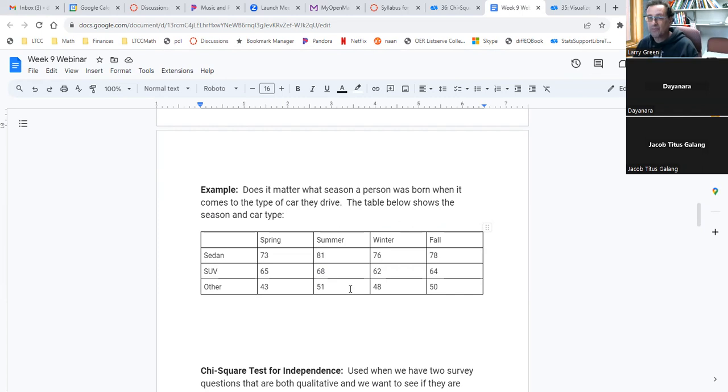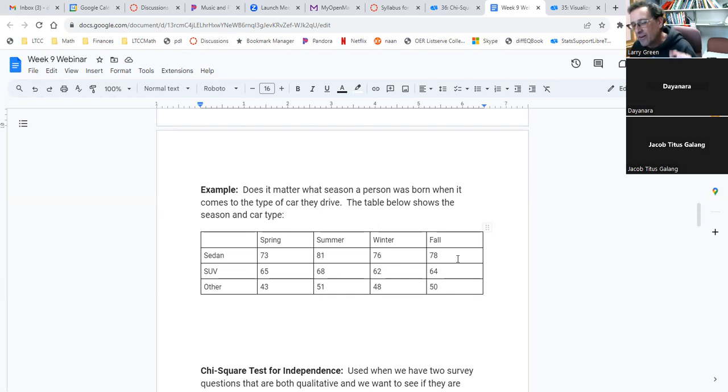Does that make sense? What we might be interested in is people who were born in the winter. Do you think they're more likely to drive a sedan, for example? Maybe an SUV, or maybe they're more likely to drive other, or maybe it doesn't matter. Knowing that they're born in the winter doesn't tell you anything. You see that? Any questions on that?